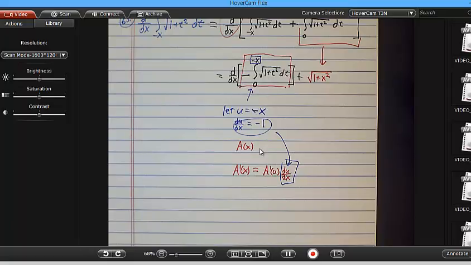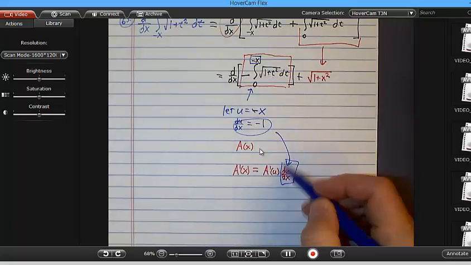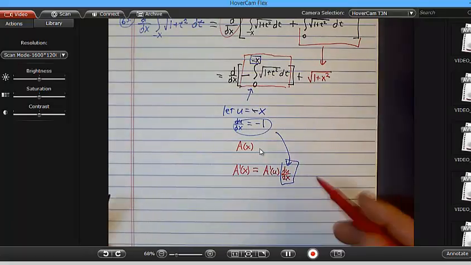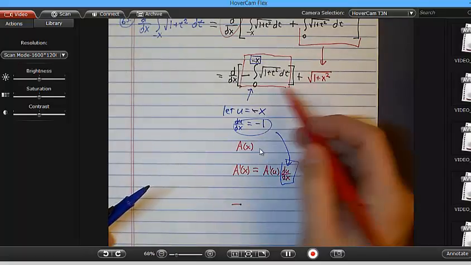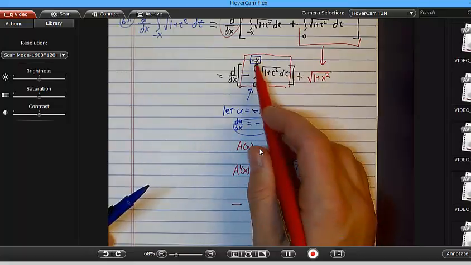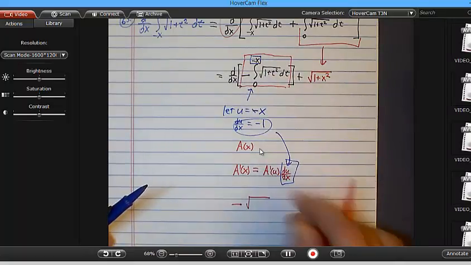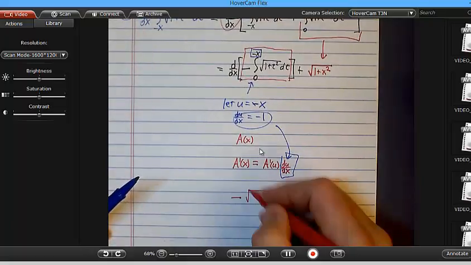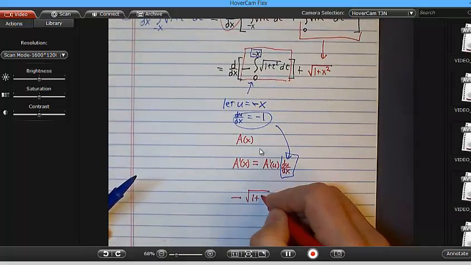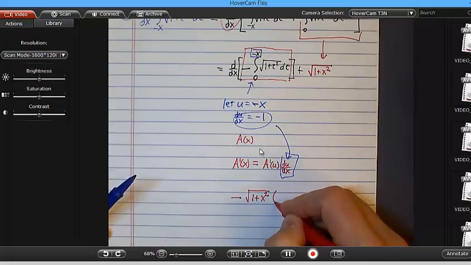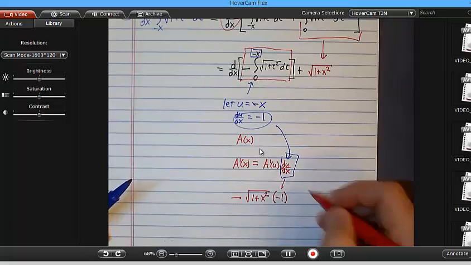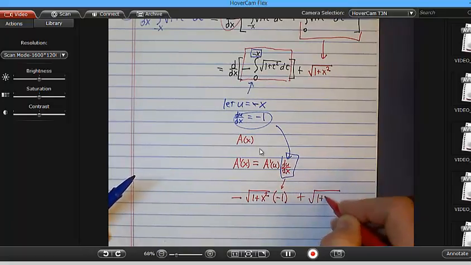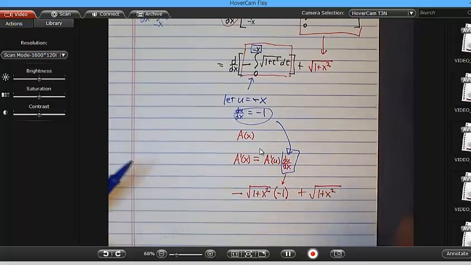So when it all works out, let's see what I get. Take the derivative of this, the a prime of u. What I get is negative. What's the derivative of this red thing? Well, remember, it's square root of 1 plus x squared times negative 1 because of the du dx. Plus the other one I had. So final answer?